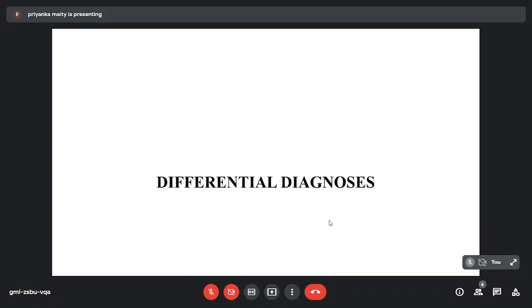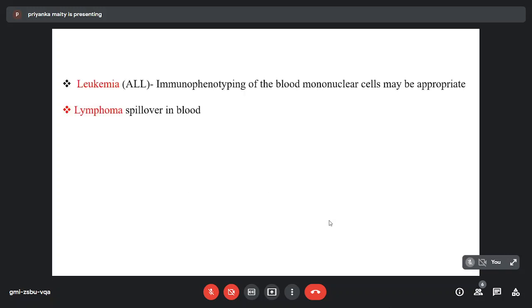Differential diagnosis of infectious mononucleosis. The atypical reactive lymphocytes of infectious mononucleosis can mimic the blast cells of acute leukemia. Immunophenotyping is necessary for differentiating between the two entities. The atypical reactive lymphocytes can also mimic lymphoma spillover in blood. In such cases, lymph node biopsy and immunohistochemistry are important to make an accurate diagnosis.